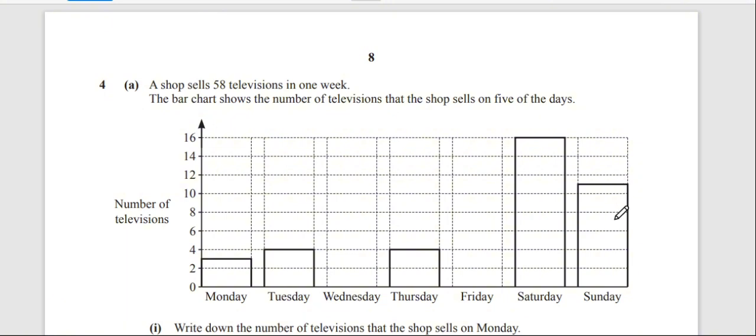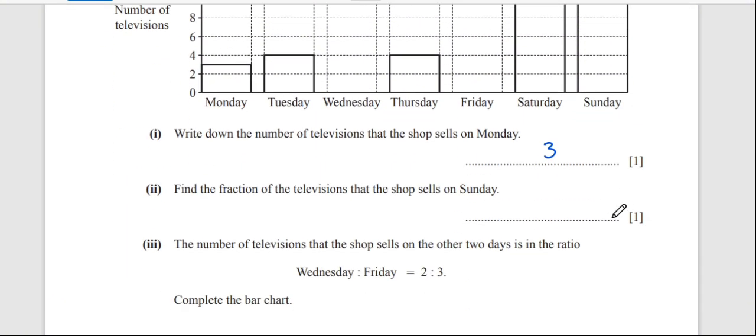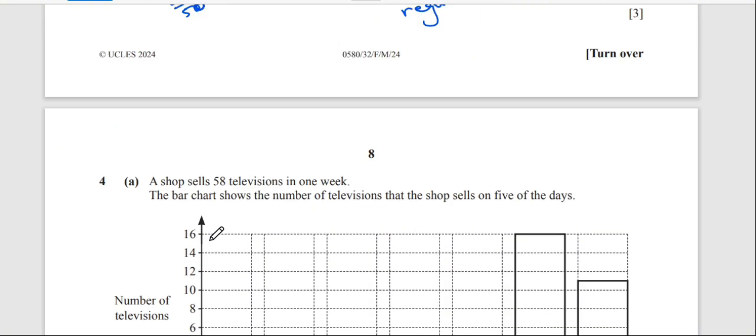So we need to compare the fraction. On Sunday we have a total of 11, so 11 televisions are sold on Sunday. It simply means that the fraction is 11 over 58.